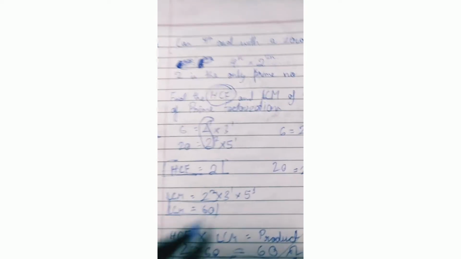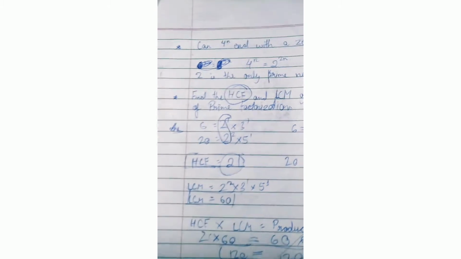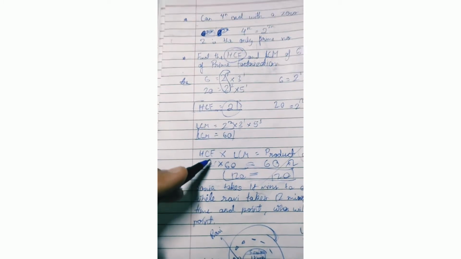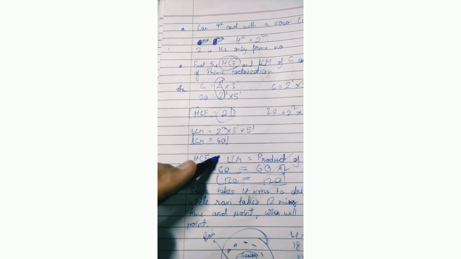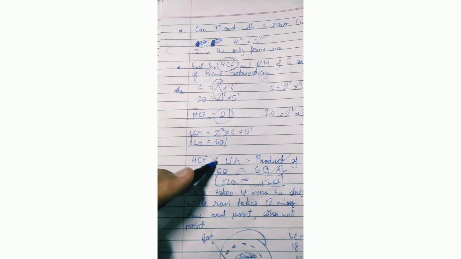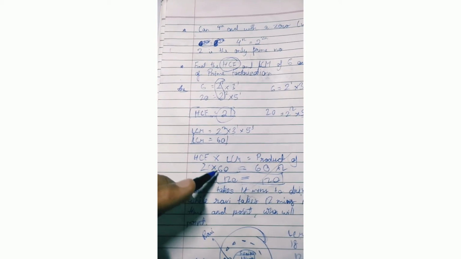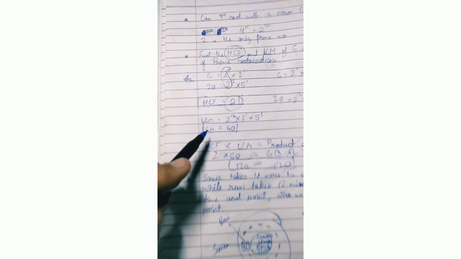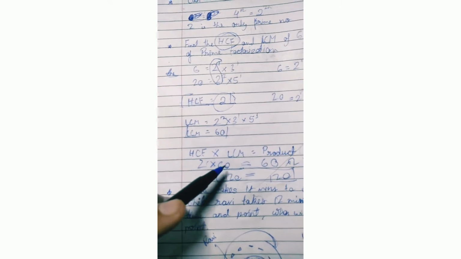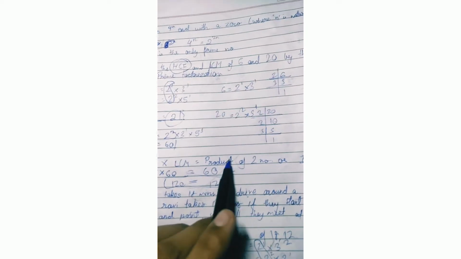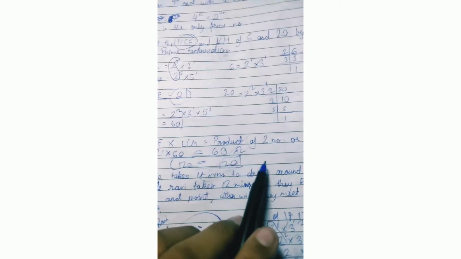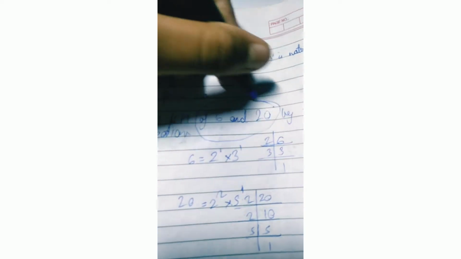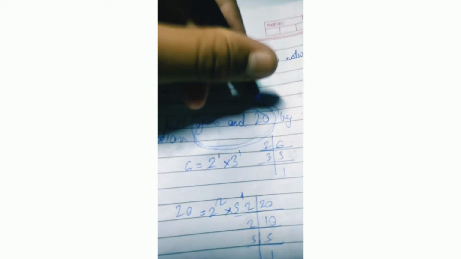Now in this, what was our HCF? HCF was 2. Okay, so we'll substitute the value and write 2 here. And what is given here? The multiplication sign. So we'll add the multiplication sign here. And what was the LCM? 60. So 60 here. Now what was the product of the two numbers given? 6 and 20.